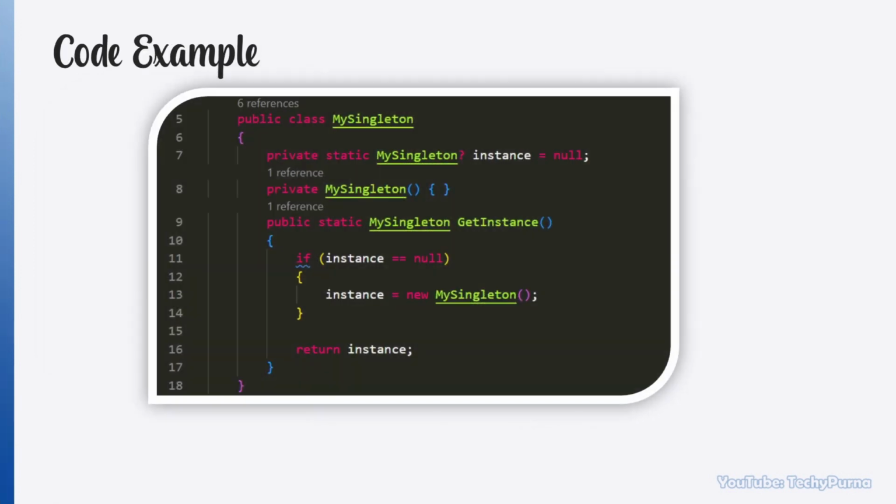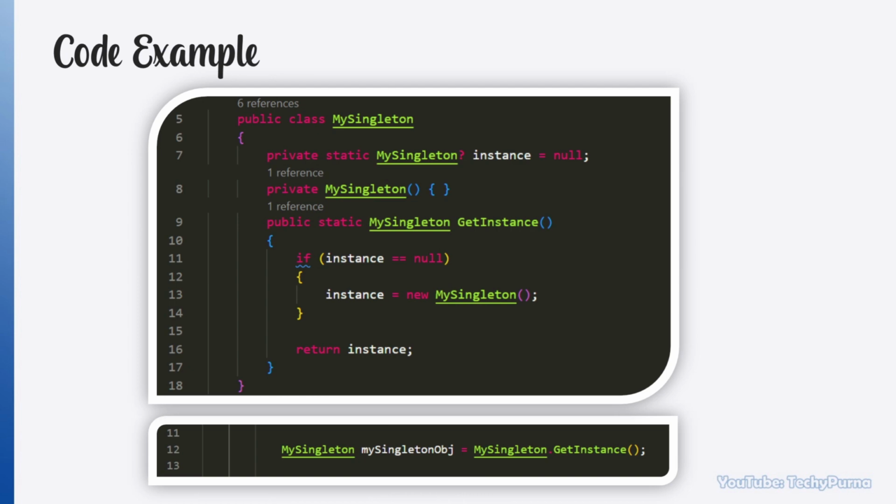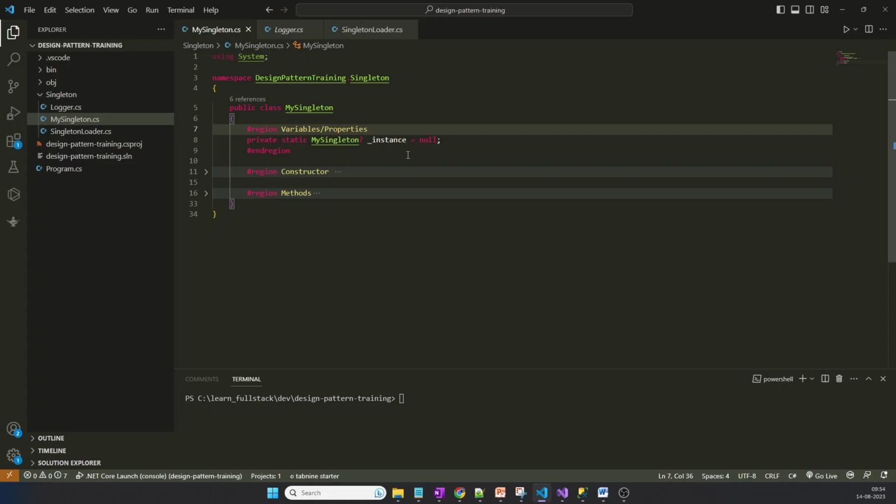Here is a code example of a singleton class and how we can retrieve the object of the singleton class through the getInstance method. I'll explain this code in detail in the Visual Studio Code editor. Here I have declared a private static variable named instance of the type MySingleton, and this variable will hold the singleton instance of my singleton class.